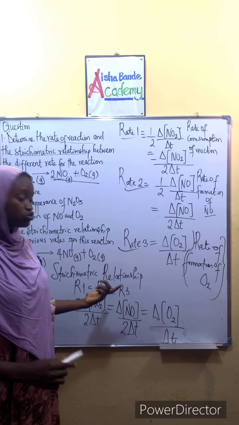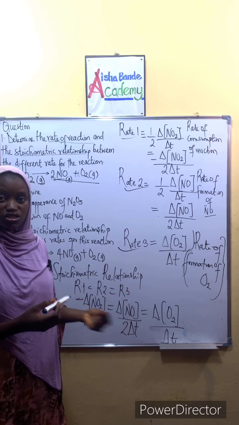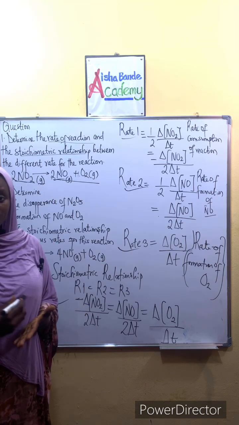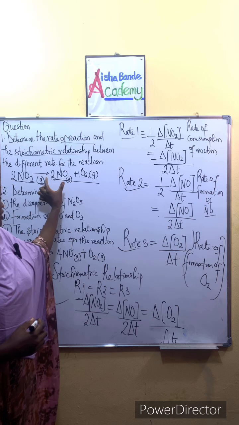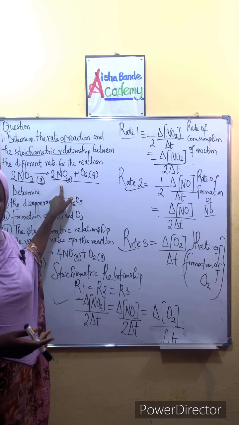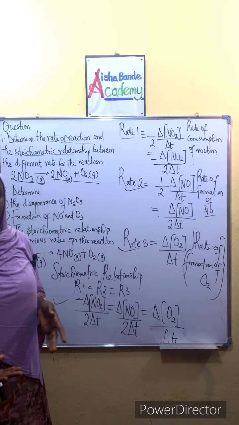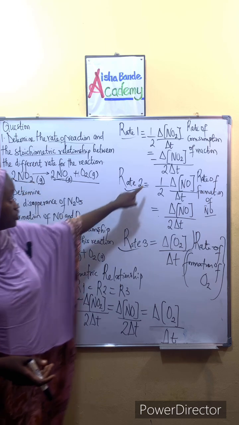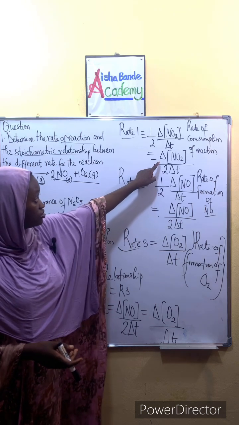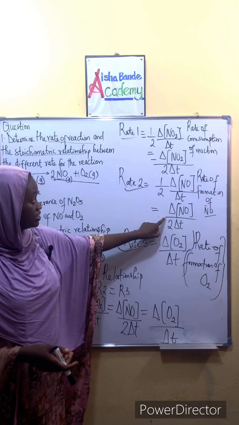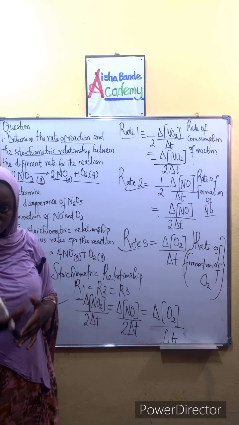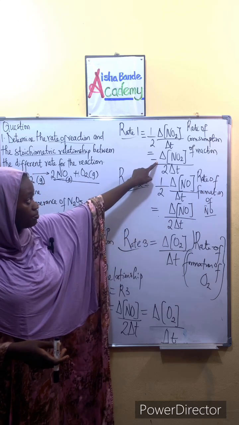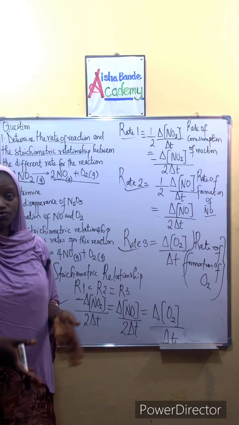But we have to summarize it when given a question of this nature. There is a need for us to summarize it by saying the rate of appearance of NO, which is the product, is the same as the rate of disappearance of NO2, which is the reactant. As you can see, just as we have here, this and this. So the rate of appearance of NO, which is this, is the same but double the appearance of O2.